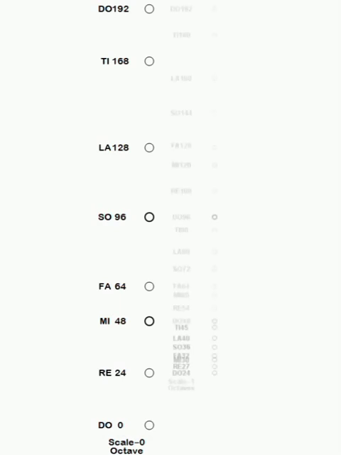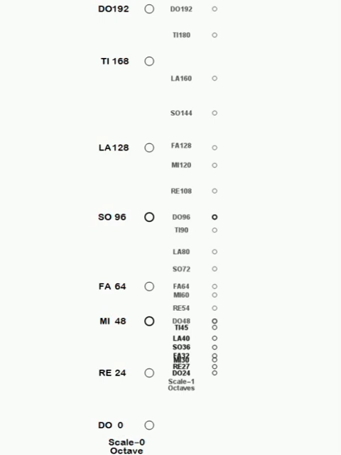Every diatonic octave has 3 inner octaves. This is especially clear in a scale 0 octave because it has within it 3 natural doublings of frequency. In this example, Re 24 doubles to Mi 48, which doubles to So 96, which doubles to Do 192. These 3 inner octaves of a scale 0 octave are called scale 1 octaves, and are mathematical or musical octaves, because any Do will double to the Do above it, or halve to the Do below it.